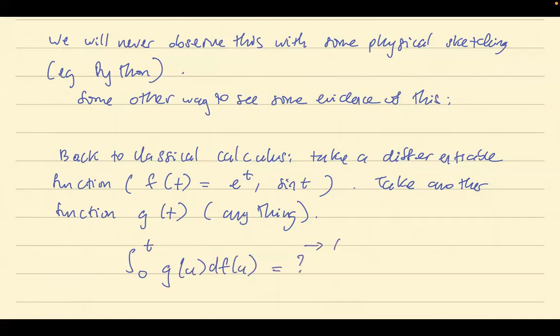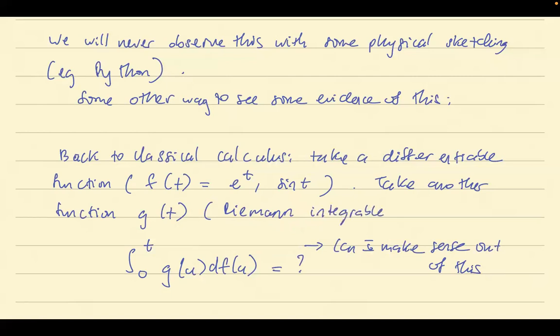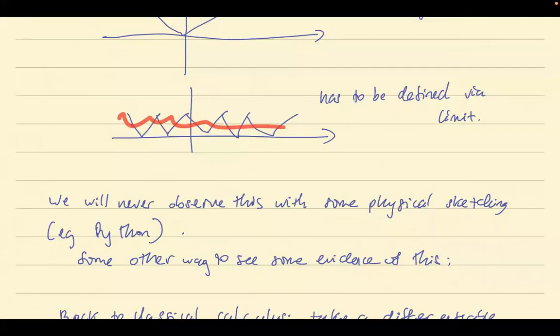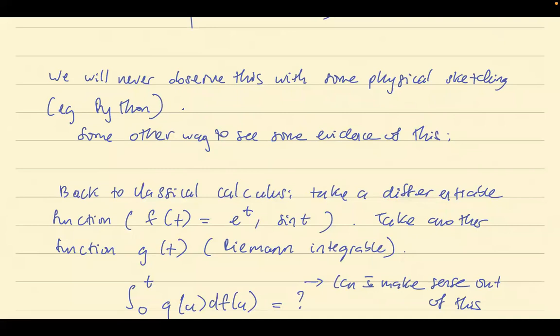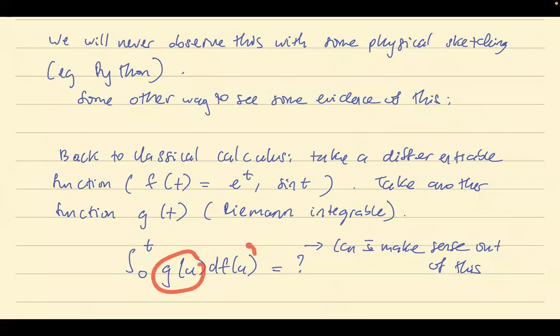Does this make sense? So, okay, maybe anything is too much. Let me say this. The only thing I require is that g is Riemann integrable. So g can be discontinuous. It can be this saw function. g can be anything, but I want my f to be smooth. I want to add g against the change in f. Does that make sense? Can I do it?